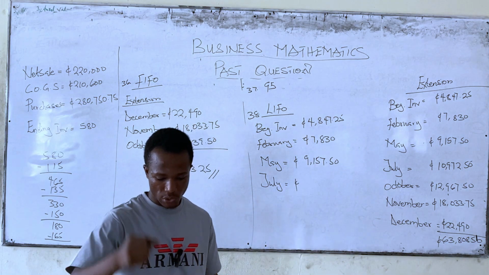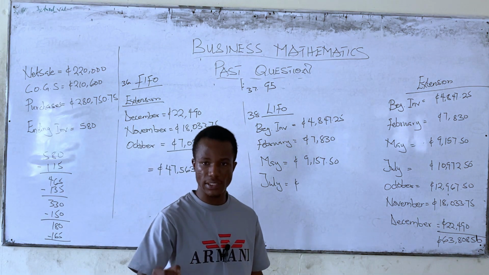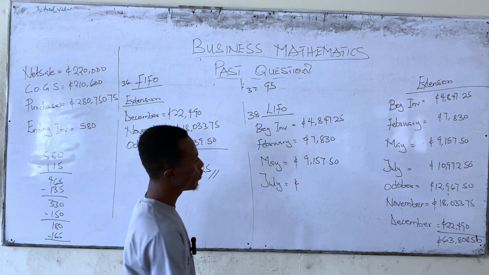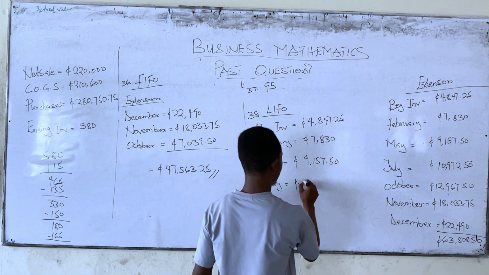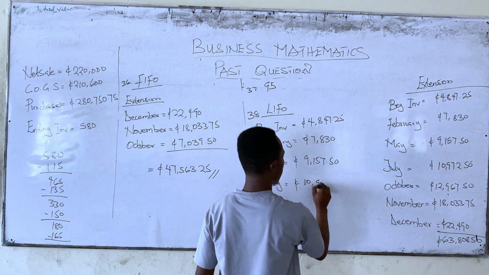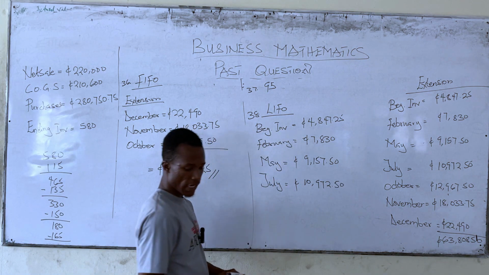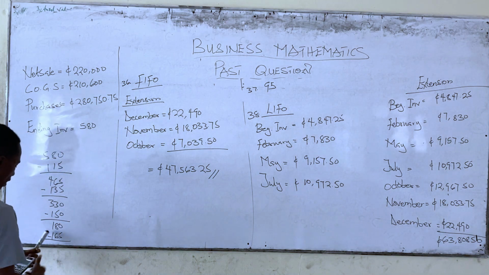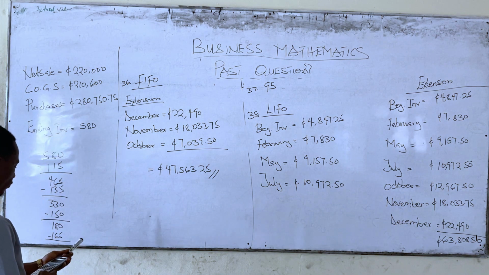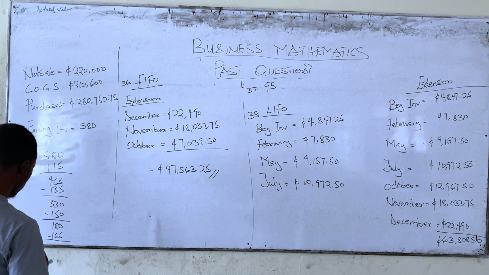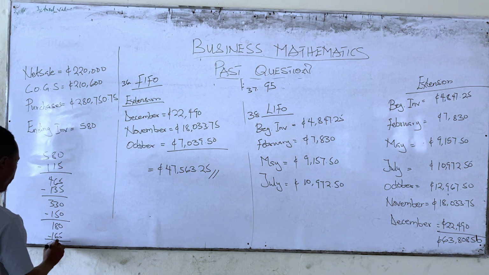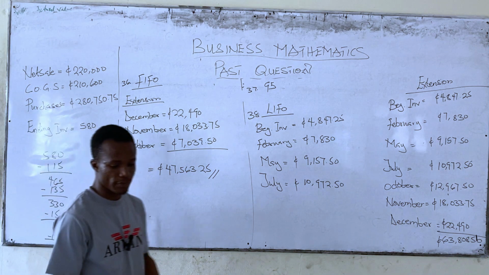And so that 165 will multiply the 66.50 to give you 10,972.50. Okay, that is it for July. We still have some left, because if you take 165 from 180, you are going to get 15. So now we are left with 15.